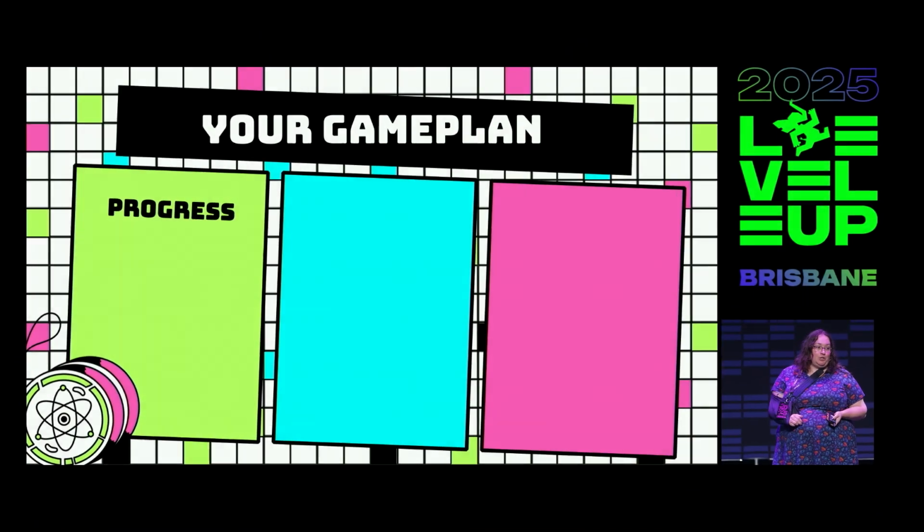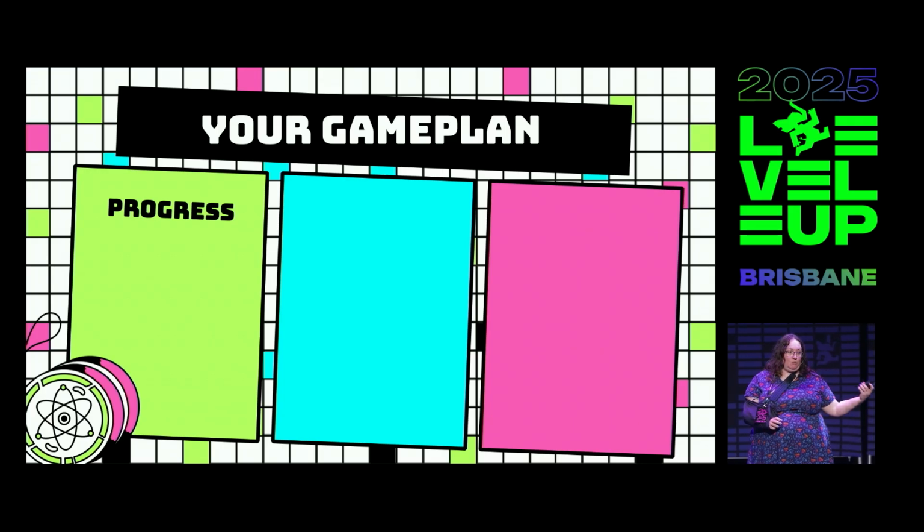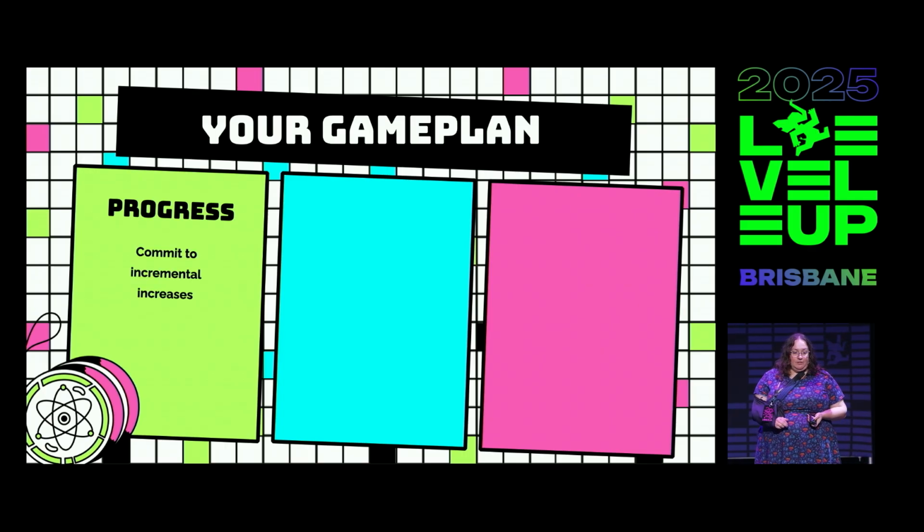Firstly, an attitude of progress, not perfection, is absolutely critical. You are not going to get 100% test coverage in your large, sprawling 10-year-old application overnight. Stop thinking that you can. So commit to incremental increases.